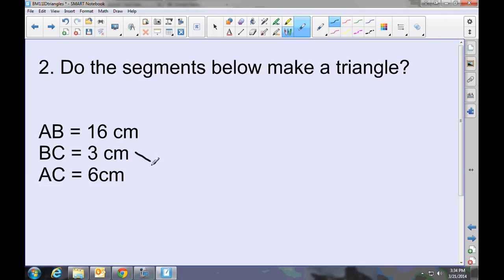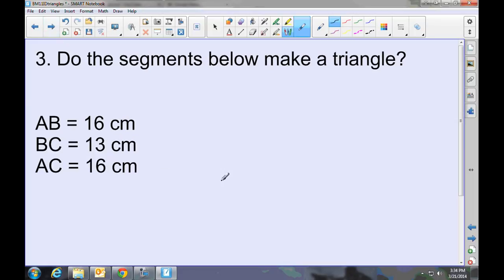Here, we got 3 and 6 are our two shortest sides. They add up to 9. Is 9 greater than 16? Absolutely not. So this won't make a triangle. And one more. We got 13, and we'll just use this 16. Those add up to 29. Is 29 greater than 16? You betcha. So it will make a triangle.